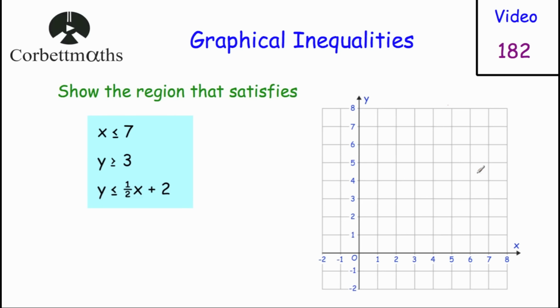So here we've got a set of axes. We've got our x-axis and our y-axis. And we've been asked to show the region that satisfies x is smaller than or equal to 7, y is bigger than or equal to 3, and y is less than or equal to half x plus 2.